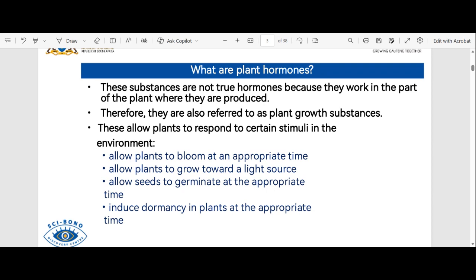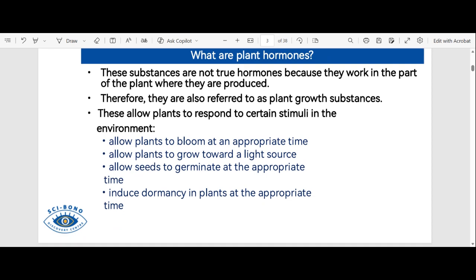Right. So what are the functions of these hormones? Obviously, these hormones allow plants to respond to the external environment or to respond to the stimuli. So, what is the stimuli? The stimuli is the change outside the environment, right? It's the change that's happening in the external environment.